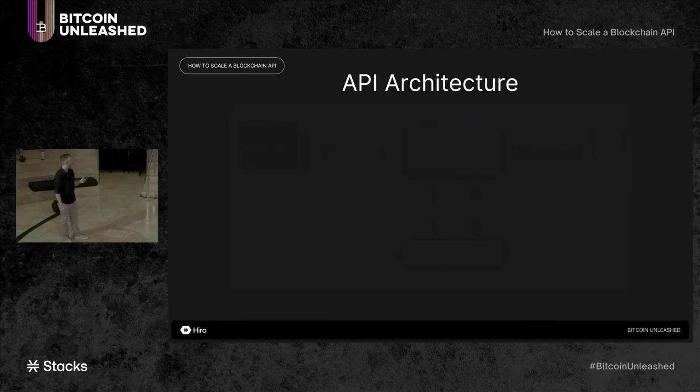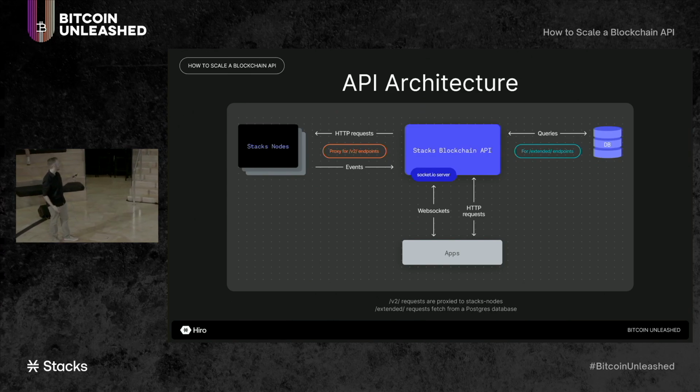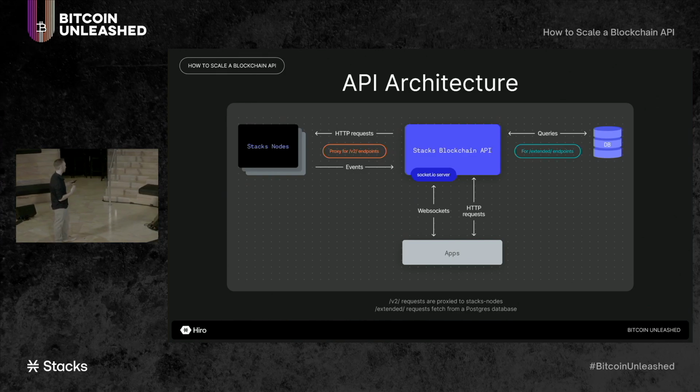So we're going to cover the API architecture really quick. It's pretty simple. You have the Stacks blockchain API right in the center, and apps will communicate with it by sending web requests. Depending on the type of request, it will either get routed to a backend Stacks node, that's a node that's actually contributing on the blockchain itself. The Stacks node will respond, and that response will get forwarded to the app.